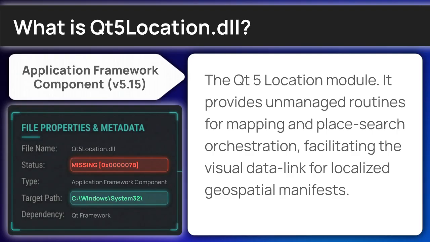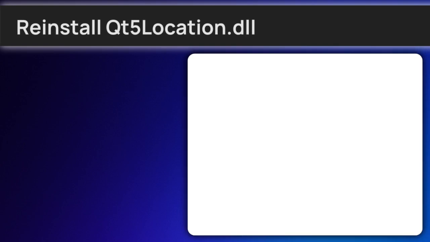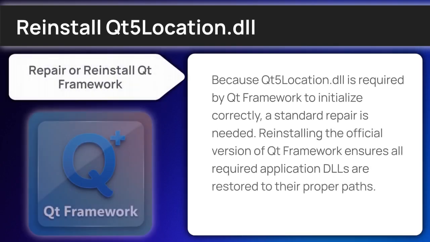Knowing the file's purpose is helpful, but now we need to physically restore it. Because Qt5Location.dll is required by Qt Framework to initialize correctly, a standard repair is needed. Reinstalling the official version of Qt Framework ensures all required application DLLs are restored to their proper paths.